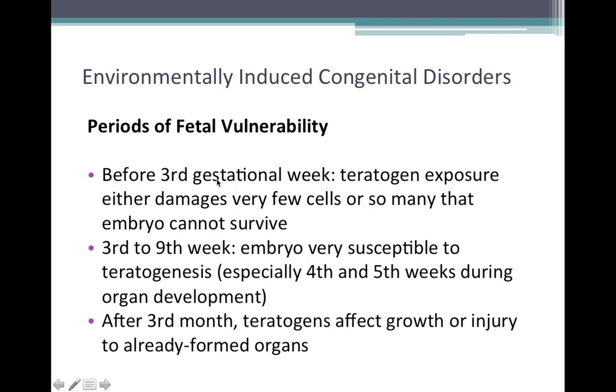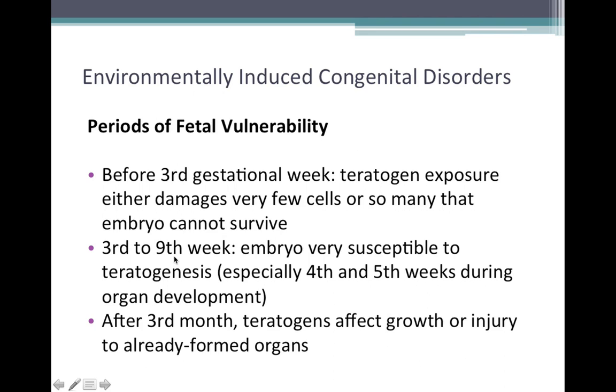So before the third gestational week, so basically before week 3, teratogen exposure either damages very few cells or so many cells that the embryo can't survive. So teratogen exposure early on is kind of an all or none process, where it usually doesn't damage any cells at all and there's really not an effect, or it damages so many cells that there's going to be spontaneous abortion.